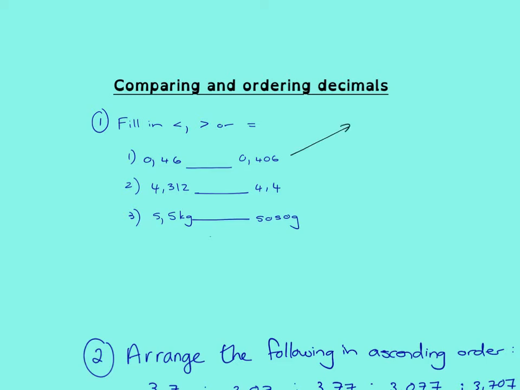All right, so for number one, the handiest thing here is they don't have the same decimals. So let's put a placeholder in for the 0.46, 0.460. The 0 is just a placeholder. It's not changing the value. And then 0.406. So which one is bigger, 460 or 406? So 460 is bigger. So it's going to be greater than 406, which means that 0.46 is greater than 0.406.